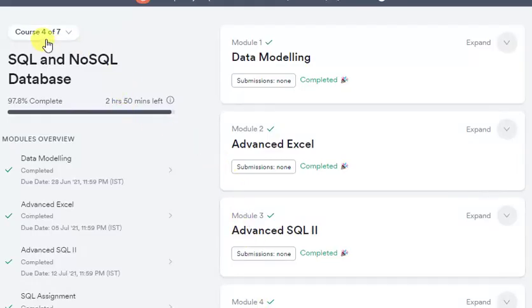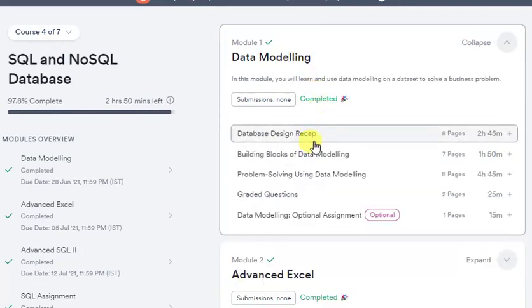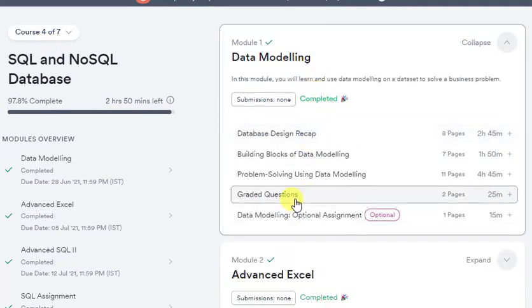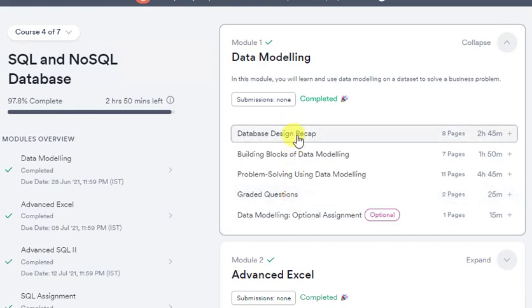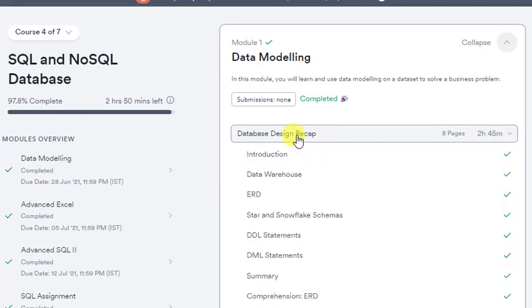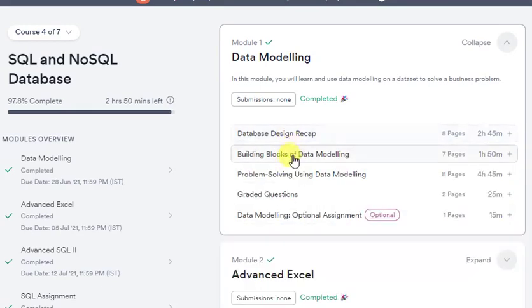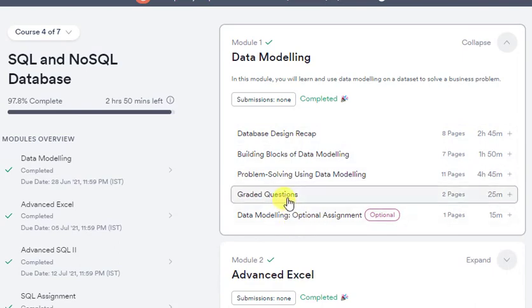Okay. Now, come to the module for SQL. Here, data modeling is there. In Database, only one graded question is here. In the previous videos, in all the modules, there were sub modules, and in those, graded questions were there. So from now onwards, only one graded question is there.